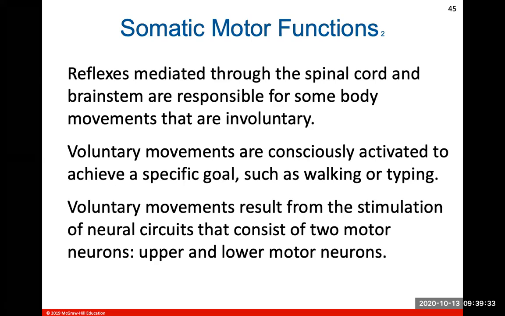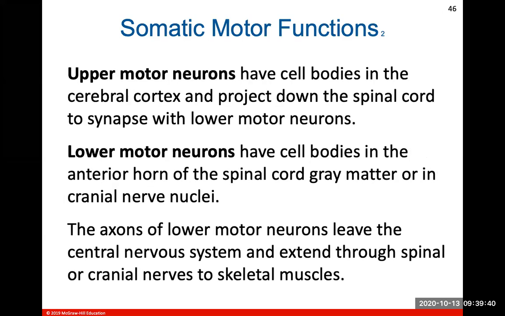Voluntary movements result from the stimulation of neuron circuits that consist of two motor neurons, an upper and a lower motor neuron. An upper motor neuron will have cell bodies in the cerebral cortex of the brain, and they will project down the spinal cord to synapse with lower motor neurons. Lower motor neurons have cell bodies in the anterior horn of the spinal cord gray matter or in the cranial nerve nuclei. And the axons of lower motor neurons leave your central nervous system and extend through your spinal or cranial nerves to your skeletal muscles.